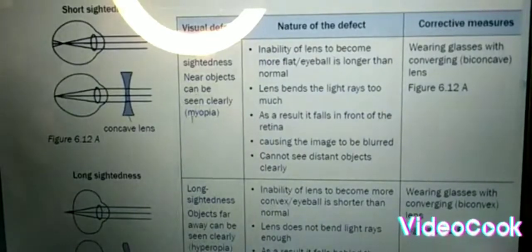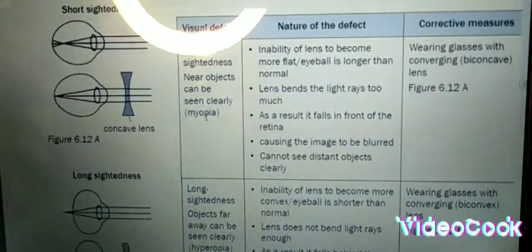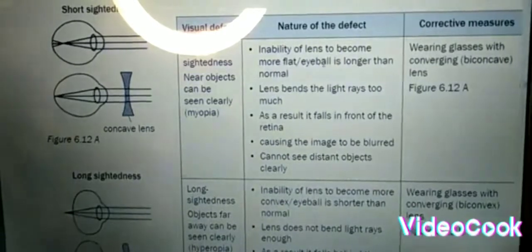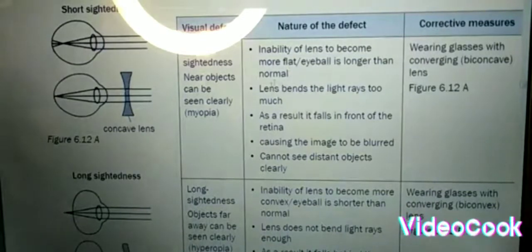So when someone is suffering from myopia, this person can see closer objects clearly. Meaning when objects are a bit far, this person cannot see clearly, right? So what's the nature of the defect? We have the inability of the lens to become more flat. The person's eyeball is longer than normal, and the lens fails to become flat.